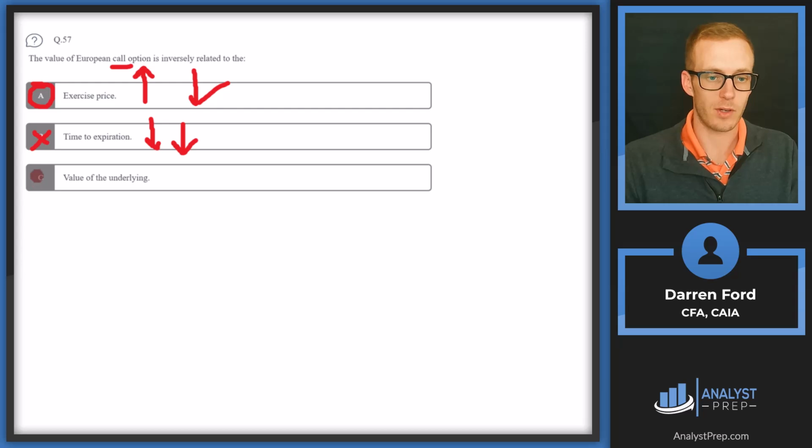And then C, value of underlying. There's a direct correlation there. If the underlying goes up, the value of the call option is going to go up, or vice versa. So we'll stick with A.